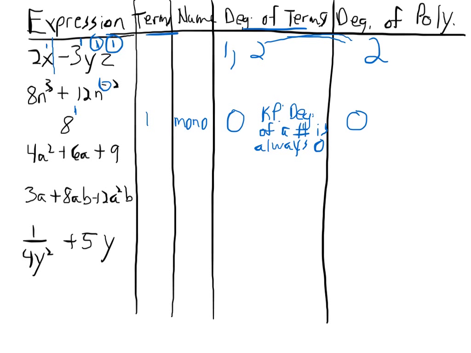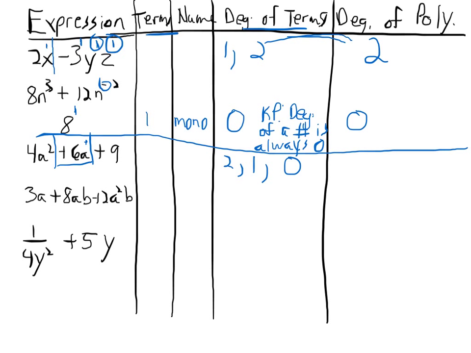Now let's look at this next one. I'm going to make my line dip down a little bit. Remember we had to simplify this one. So 4a squared plus 6a plus 9. What's the degree of the first term? Well, the first term is a squared, so it's a degree of 2. What's the degree of the second term? The answer is 1, because it's a to the first power. There's a hidden 1. What's the degree of 9? The answer is 0. Okay. So the degree of the polynomial is simply take the biggest number. So the degree of the polynomial would be 2.